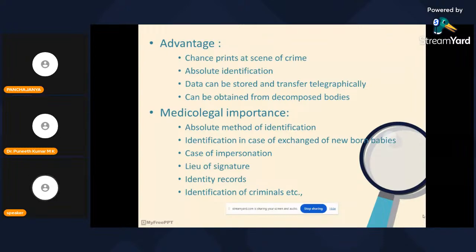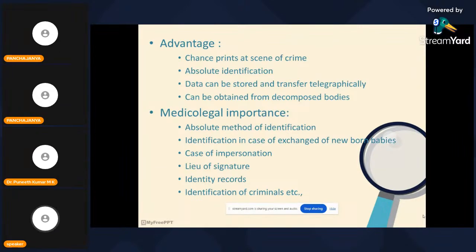Absolute identification can be done because of the peculiarity in each and every person. Fingerprints are never the same and differ in every person. Data can be stored and transferred telegraphically. An example is our Aadhaar card, where our data is stored and linked to our fingerprints. Fingerprints can also be obtained from decomposed bodies.